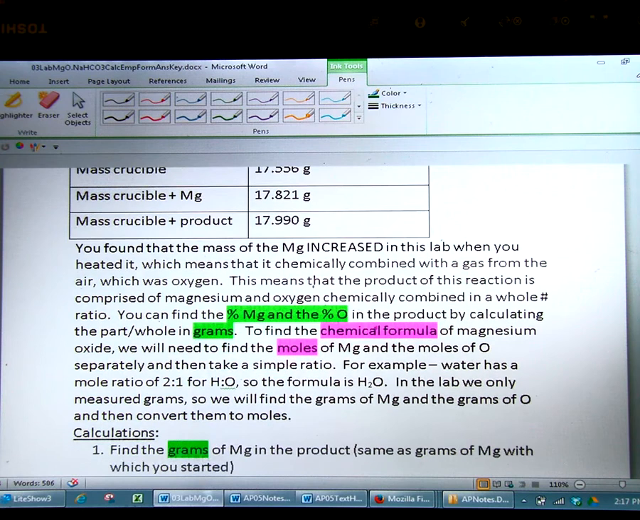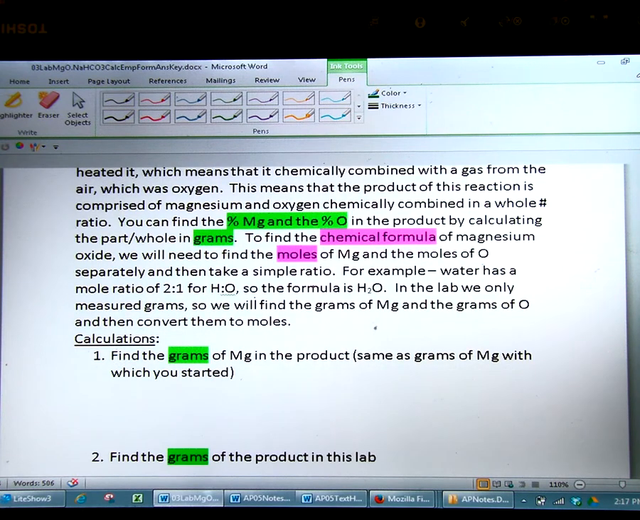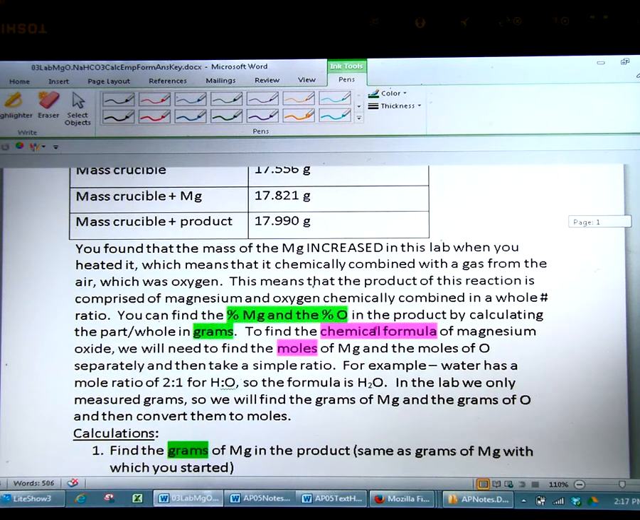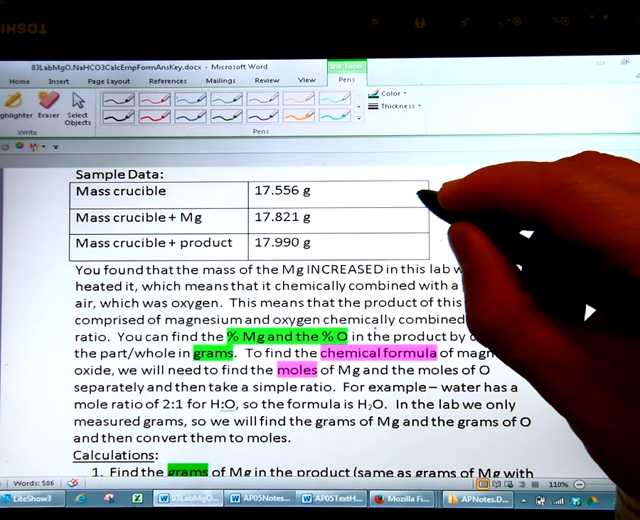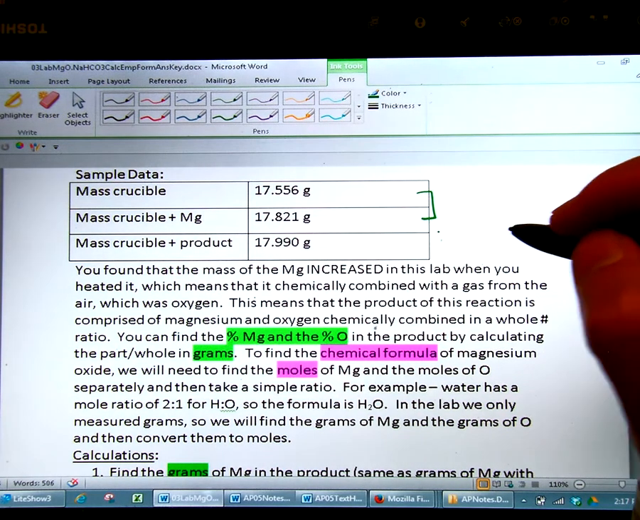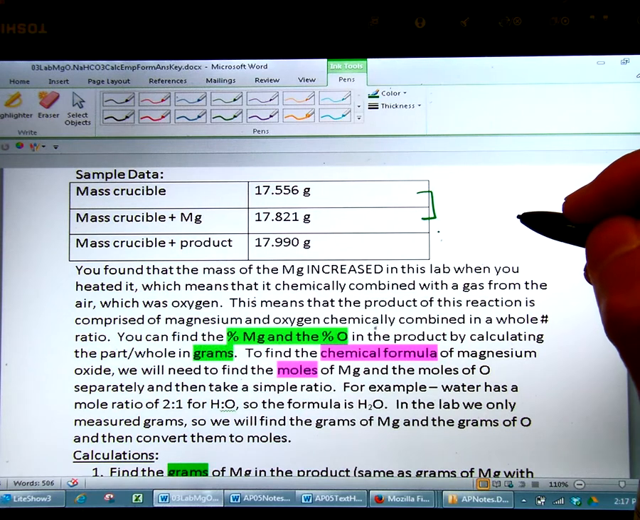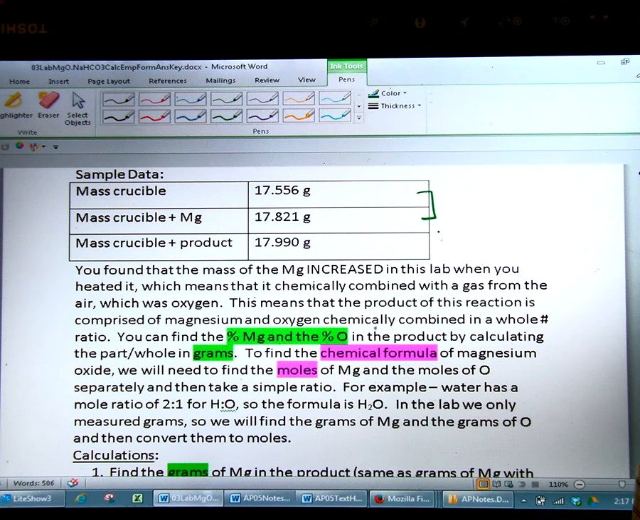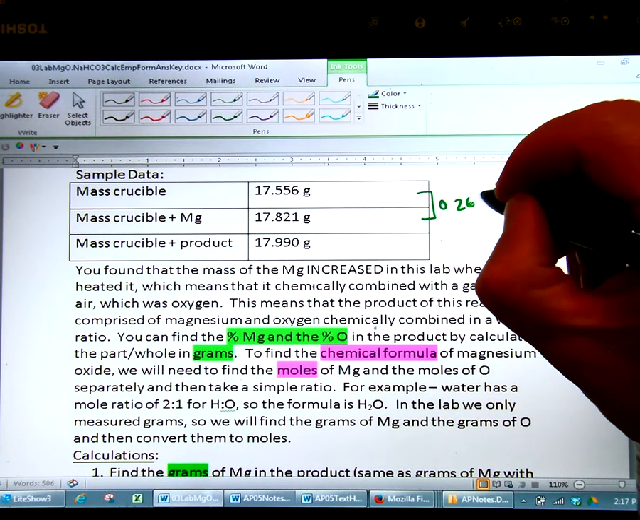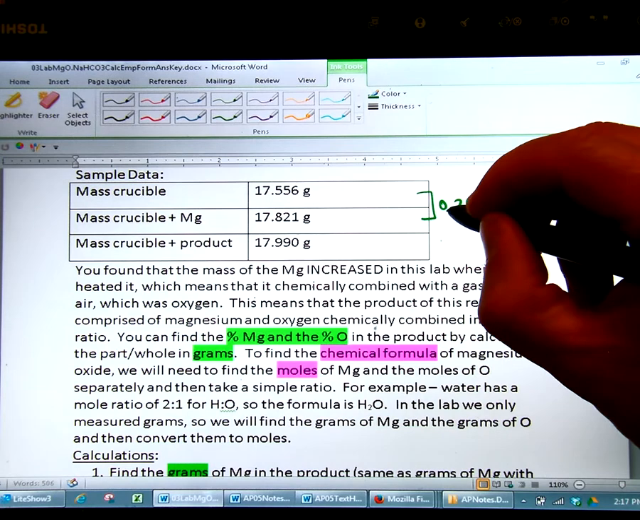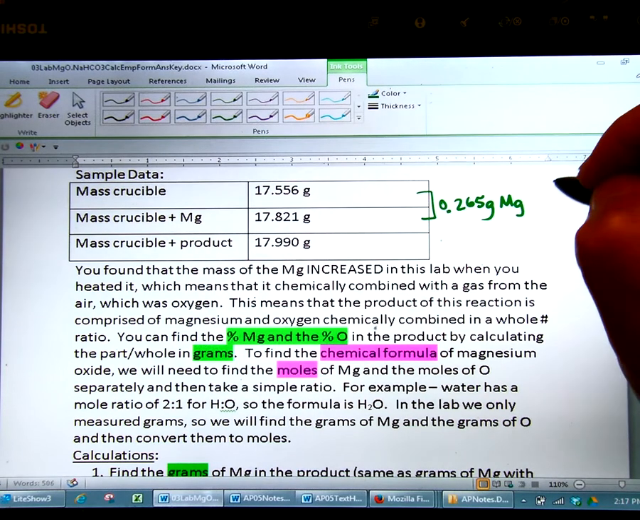So we're going to start with the grams first. We want to find the grams of magnesium in the product. Well, the grams of the magnesium in the product are the same as the grams of the magnesium in the reactants. So we're going to subtract these two numbers to find out the mass of magnesium. So 17.556 in our sample data minus 17.821 is going to give us, well, I should have done it the other way around, of course, but it's 0.265 grams. That's going to be the grams of magnesium.